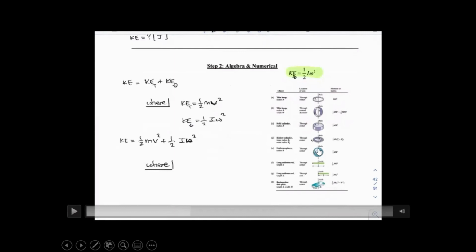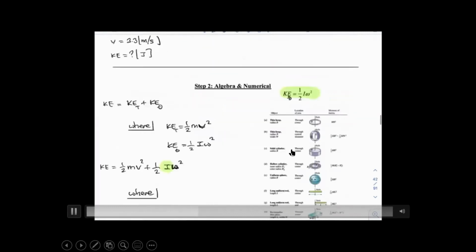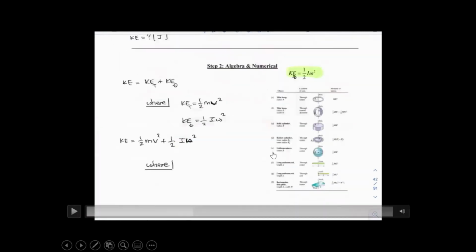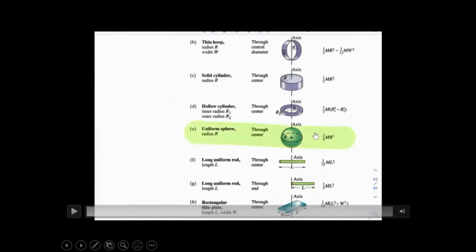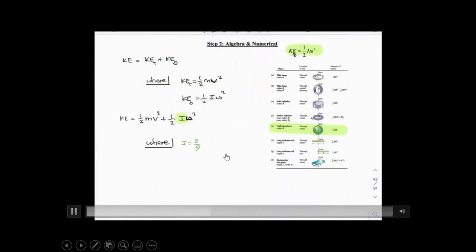Okay, so rotational motion requires that you have a rotational mass, which is going to be I. Because we're dealing with a bowling ball, we need to figure out what to use for that. Obviously we have to use the formula for a sphere, so it's going to give us 2/5 mr squared. So that's what we need to use.